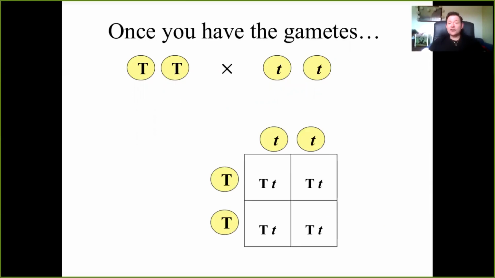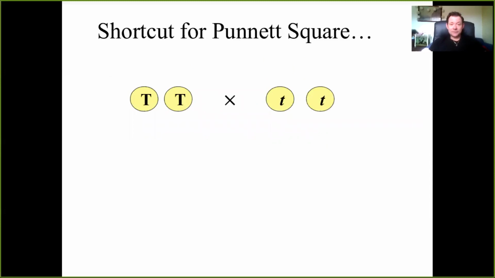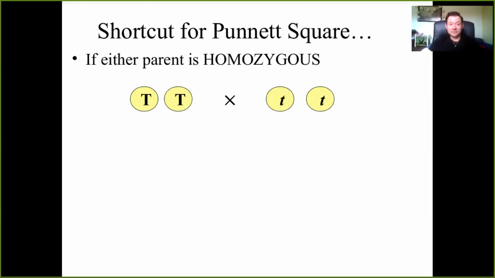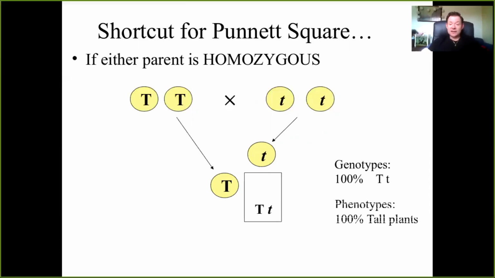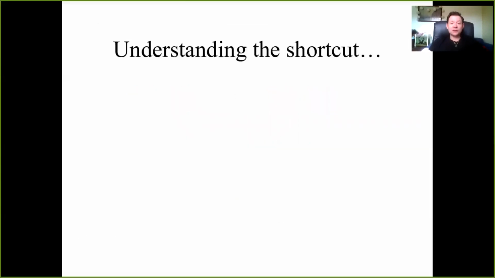And therefore the combinations can only be big T, little t. There is a shortcut. Because you've got duplicates, as you would do with algebra, you can basically get rid of the duplicate. If either parent is homozygous, in terms of the gametes, you can only get one big T, one little t. So really that square is one big T, little t. You don't need to draw the full 4 squares. Genotypes, 100% big T, little t. Phenotypes, 100% tall. You only need one box, basically.